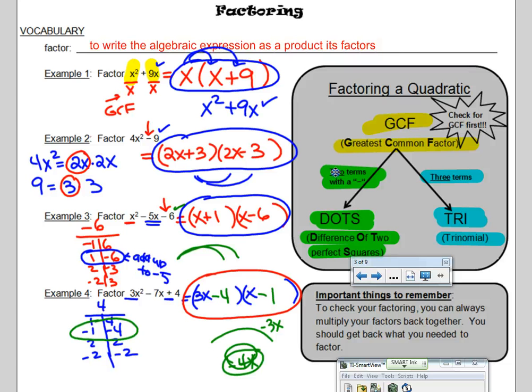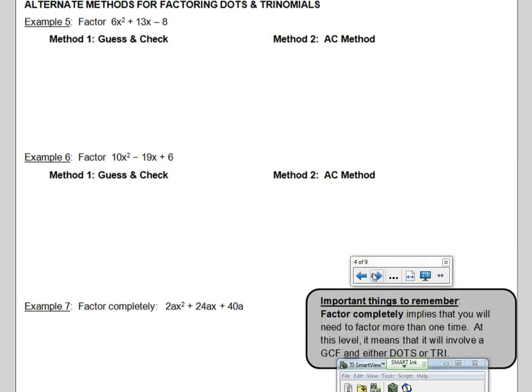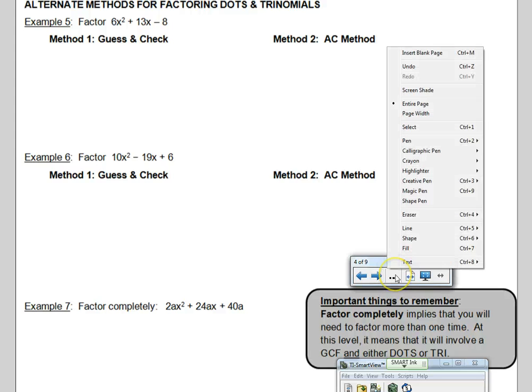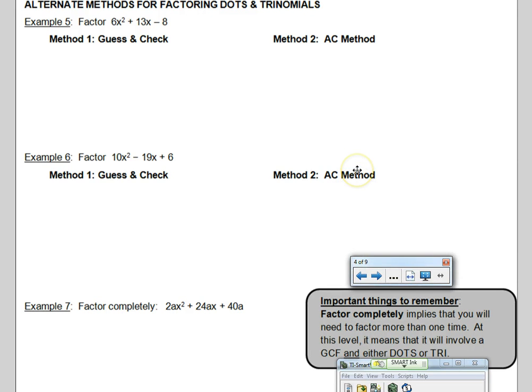Now that's kind of tedious to have to go through all of those guesses and checks. So I'll show you one more time. Example 5, we want to factor that. And if I look, I can see that those terms have no factors in common: 6x squared, 13x, and negative 8. So it's not a GCF. So how do I factor this?